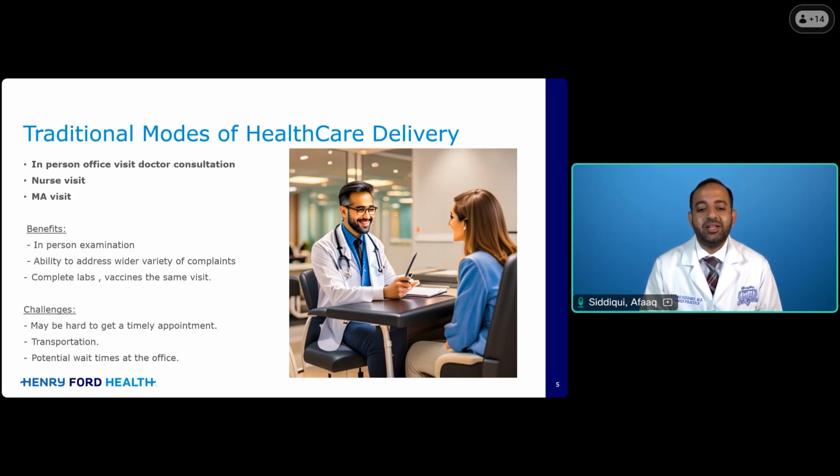Now, some of the challenges with this might be hard to get an appointment in time if the office is running behind or your doctor is on vacation. Transportation would need to be arranged, which may be difficult for some people, and potential waiting times in the office if the staff is running behind. These are some of the challenges that can come with in-person visits.